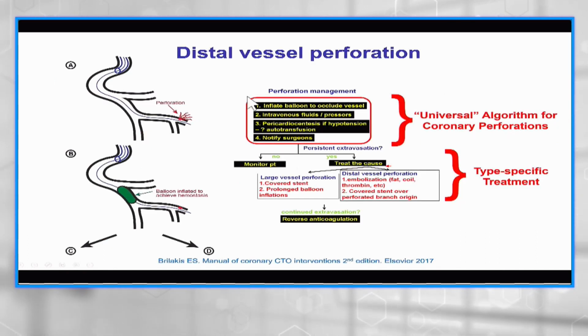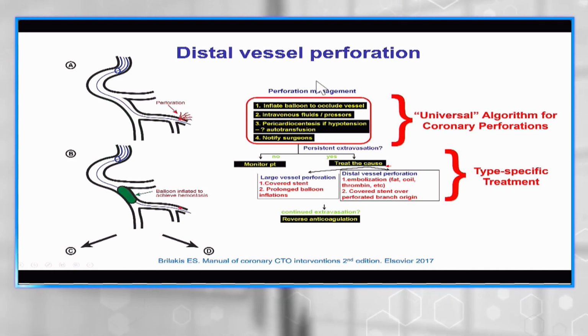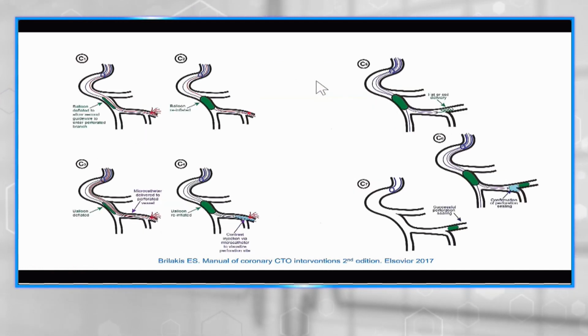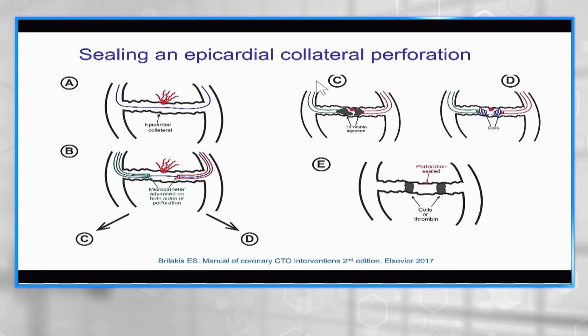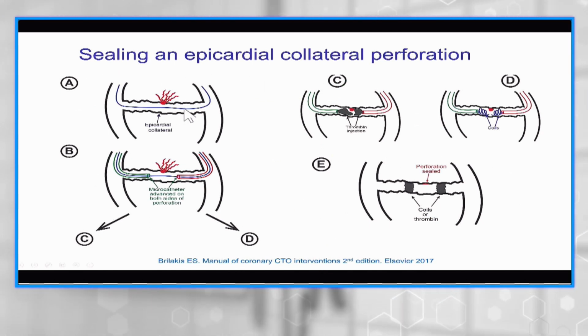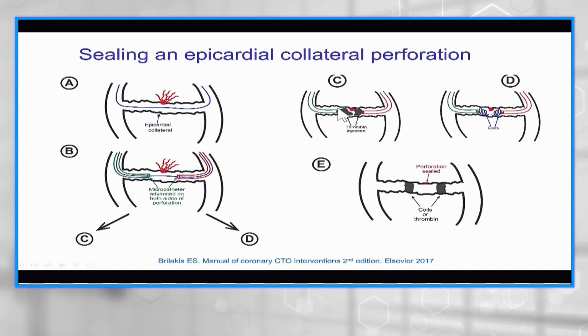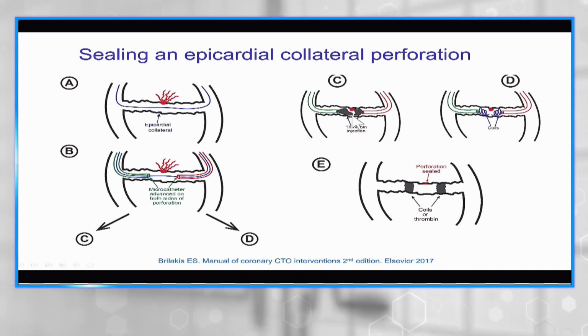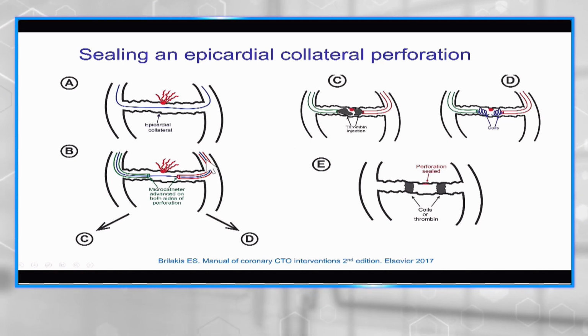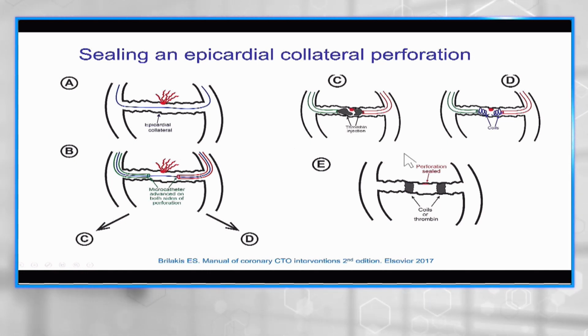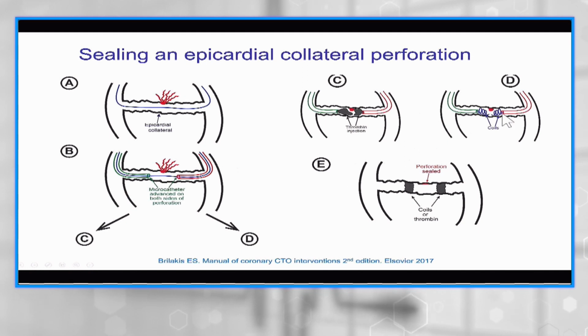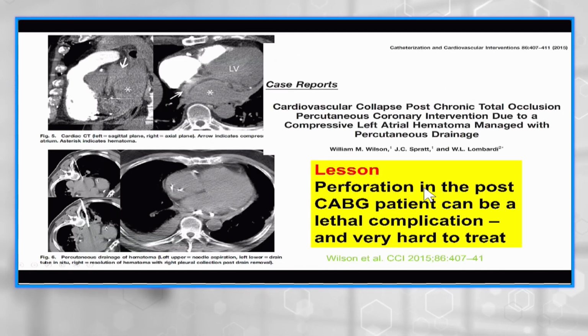And the beauty of having these techniques is that they apply in multiple settings, including CTO PCI. For example, if we have an epicardial collateral perforation, then we typically want to close it from both sides, otherwise we may have bleeding through either of the collateral vessels. So this is one example when closing with coils or fat from both sides may be important.